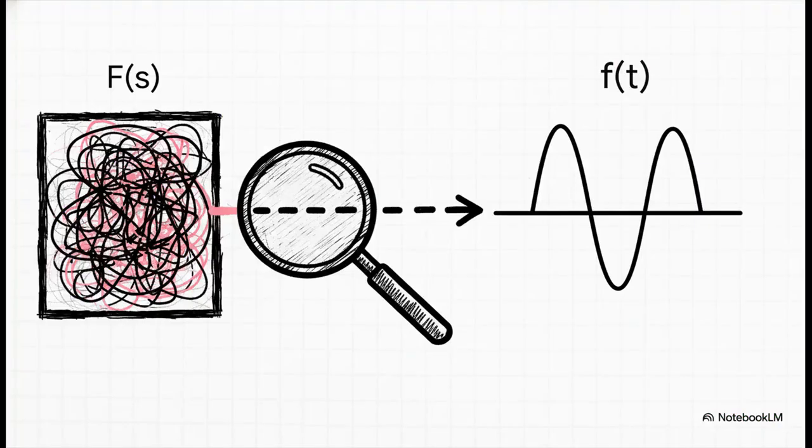Let's really lean into this code-breaking thing for a second. F of s is like a garbled, encrypted message. It doesn't mean much on its own. It's our job, as the detectives here, to use the right tools and techniques to uncover f of t, the crystal-clear original message that was hidden inside all along.